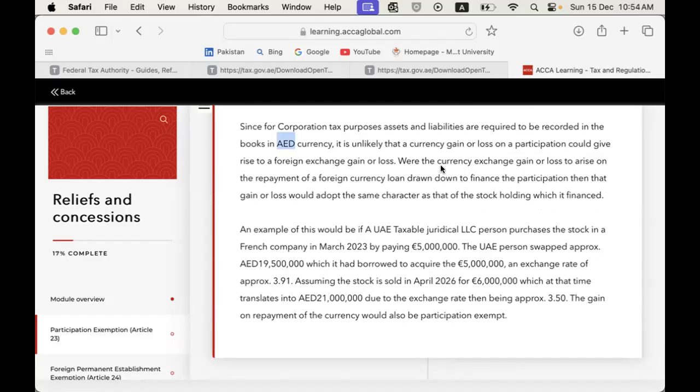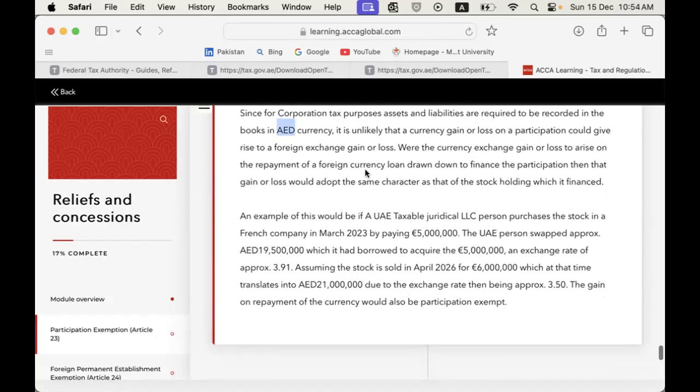Were the currency exchange gain or loss to arise on the repayment of a foreign currency loan drawn down to finance the participation, then that gain or loss would adopt the same character as that of the stock holding which it financed. So it will be included in the overall transaction of distributive share.